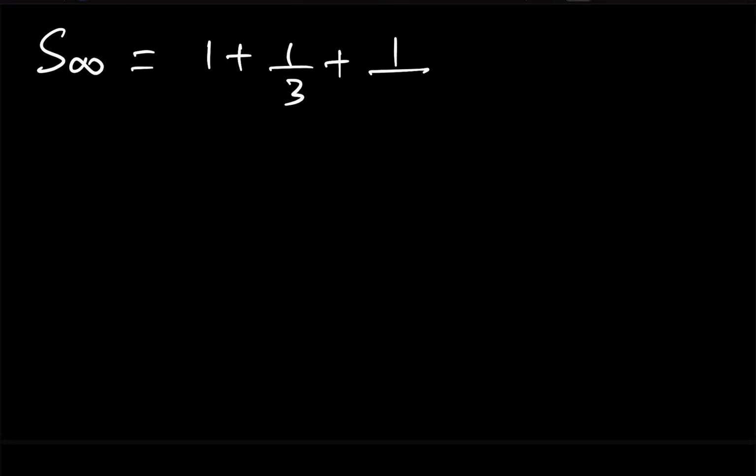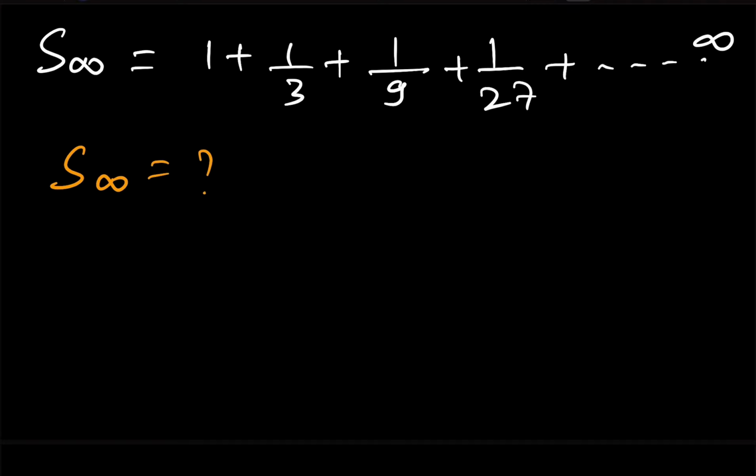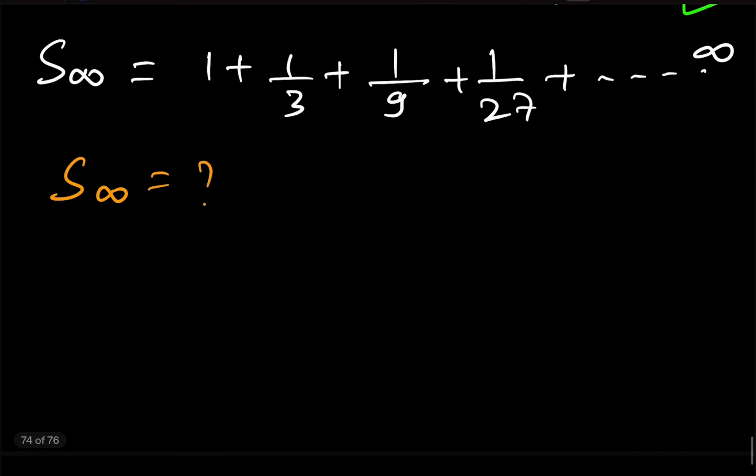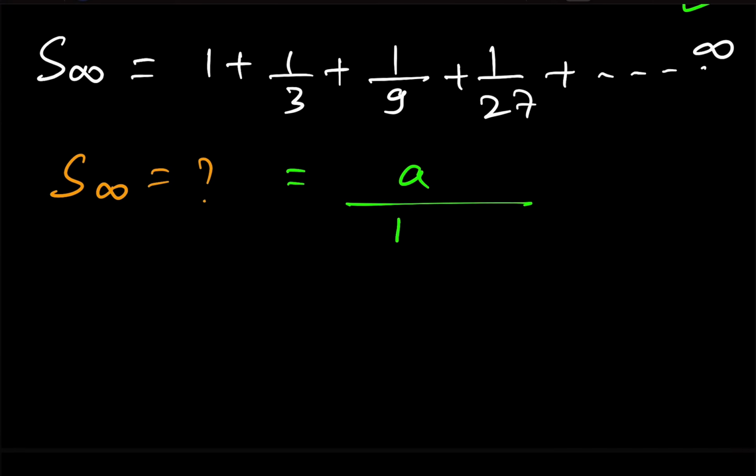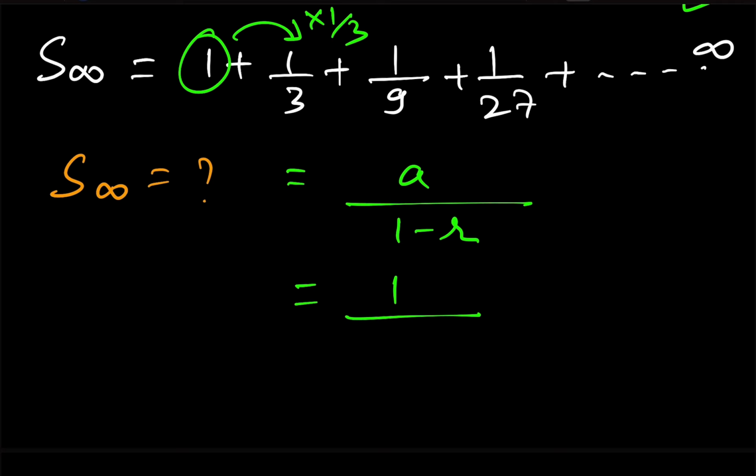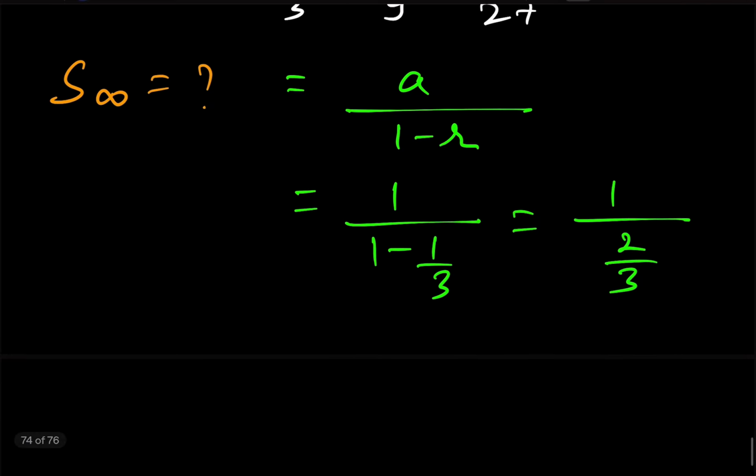So let's see one more question where we will see the sum of an infinite series. For example, S infinity is 1 plus 1 by 3 plus 1 by 9 plus 1 by 27 and so on till infinity. You have to find the S infinity. You can try on your own. We already know the formula. What is the formula? a by 1 minus r. So a is 1 and r is 1 by 3, since you're multiplying by 1 by 3 each time. So 1 minus 1 by 3 will give you 2 by 3, which will give your final answer as 3 by 2.